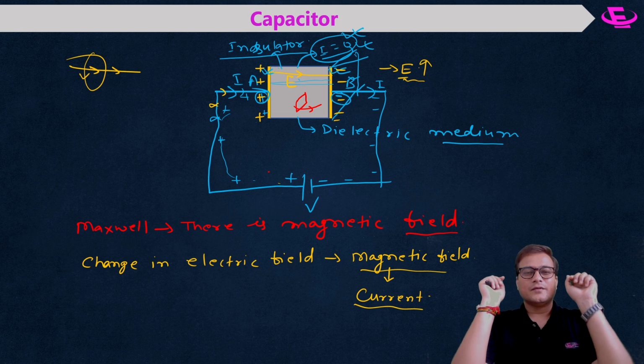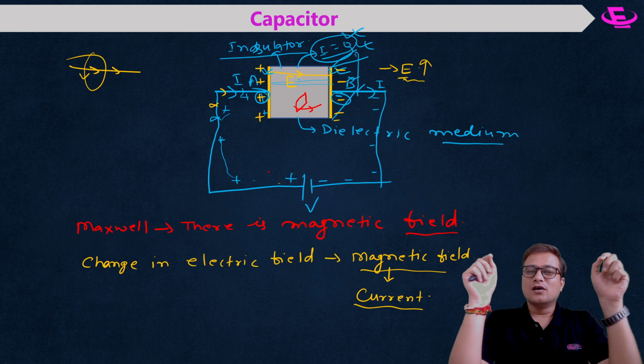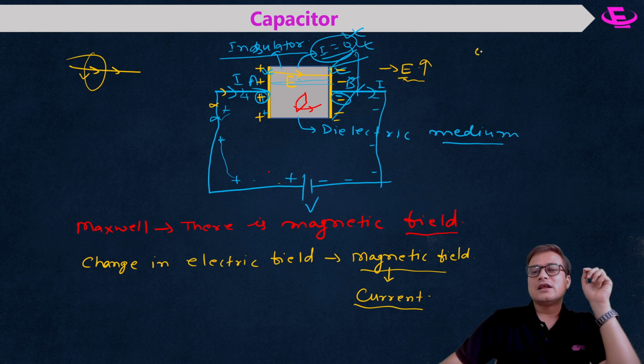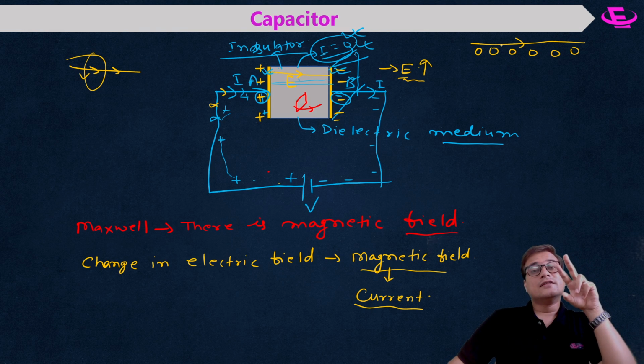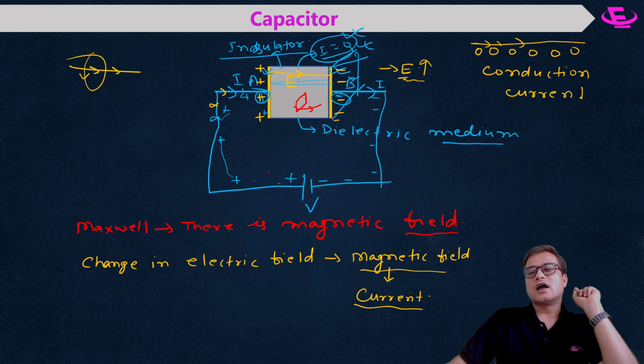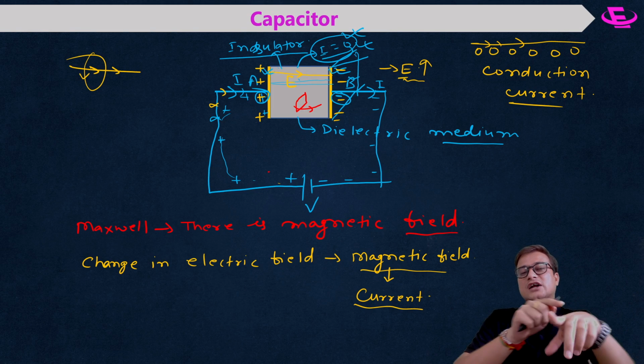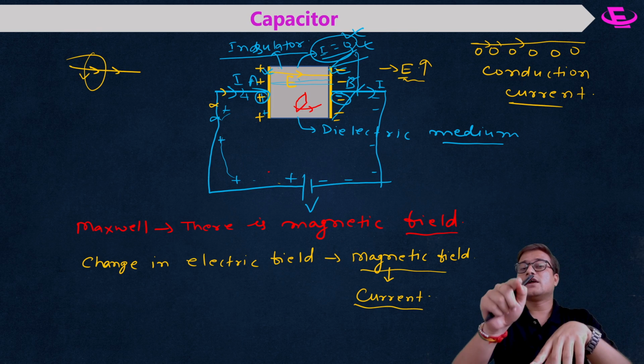So to prove it to the whole world, he changed the definition of current. Till now, people were saying that the movement of charge is called current. He told that from now there are two types of current. One current is the movement of charge. This is called conduction current, due to flow of charge. But there is another current. Here there is no movement of charge, no flow of charge, but there is current.